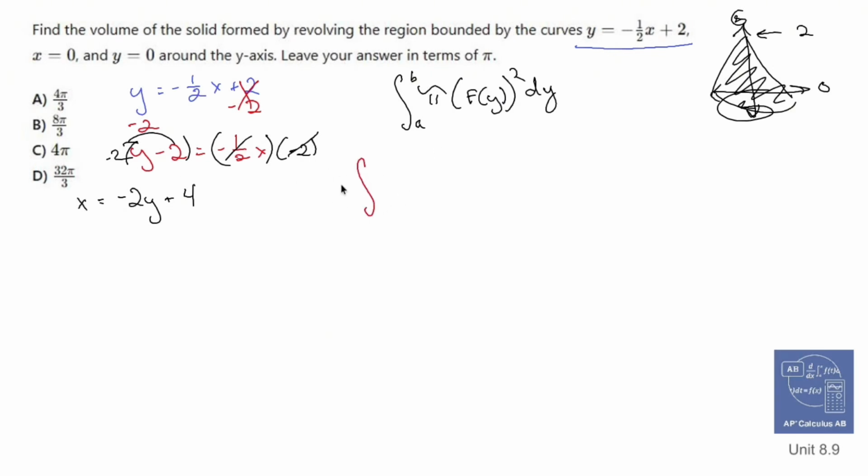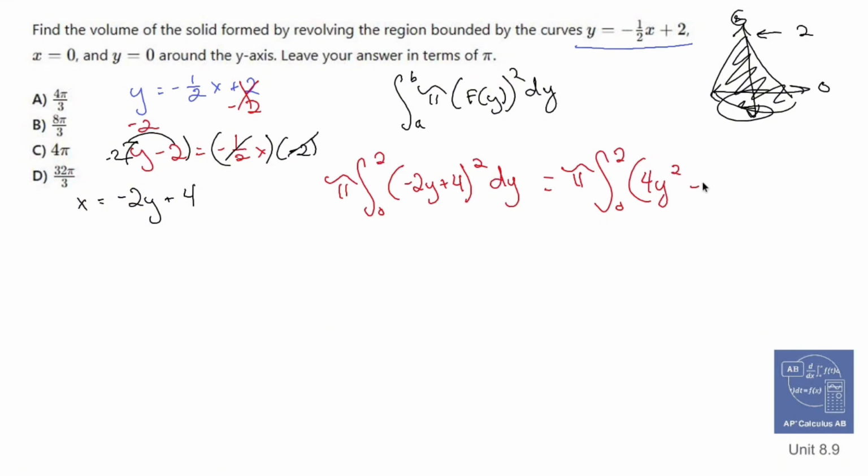Okay, let's rip out the pi. My limits are 0 and 2. I'm going to have negative 2y plus 4 squared dy. Pull out that pi. Before I integrate, let's FOIL that out. That's a perfect square trinomial. So it becomes 4y squared minus 16y plus 16 dy.